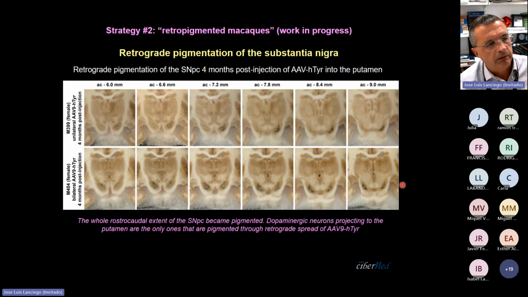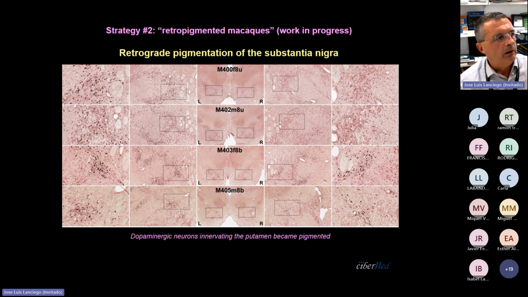So it's another way of having access to the substantia nigra, with the added value that every single neuron that became pigmented, we know the identity of. This neuron is going to innervate the putamen, because this is the only way by which this neuron can become pigmented. Well, this is just some histological readout.